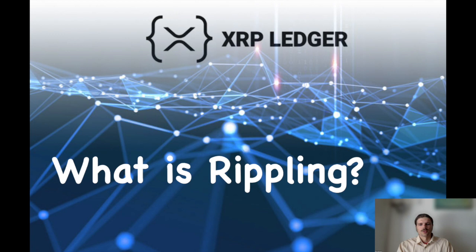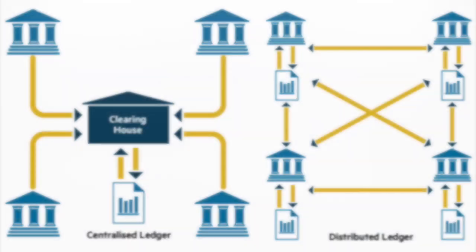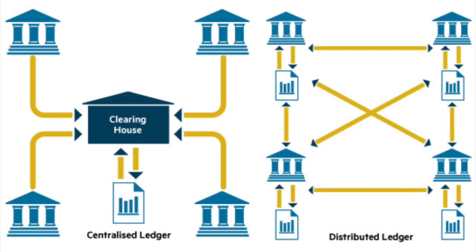So in summary, the process of rippling enables a wallet to act as a passive intermediary between two parties involved in a transaction. This allows for the efficient and secure transfer of value between parties without the need for a central intermediary or clearinghouse.